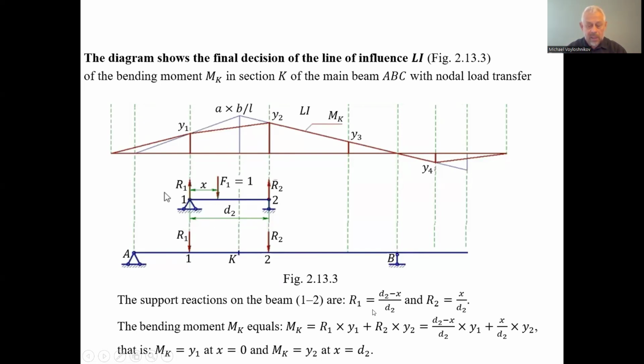The support forces are d2 minus x divided by d2 for the left support, and the right support is x divided by d2. This is considering the rotation moment balance around the point 2 and the point 1. So R1 we have when considering the rotation of this panel around the point 2.